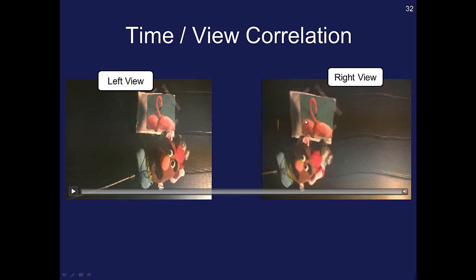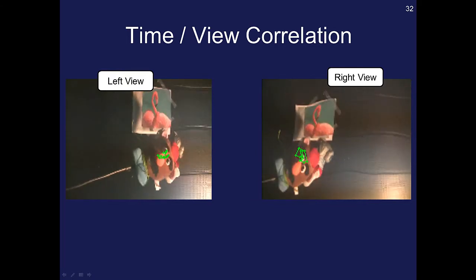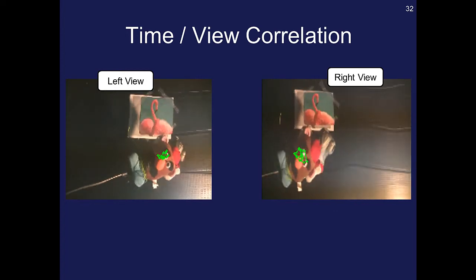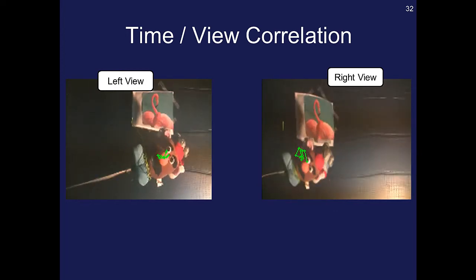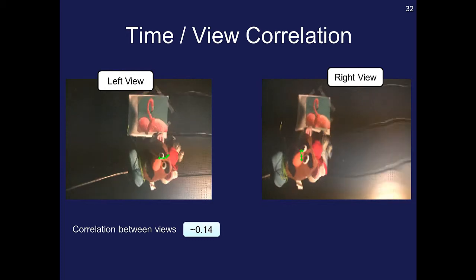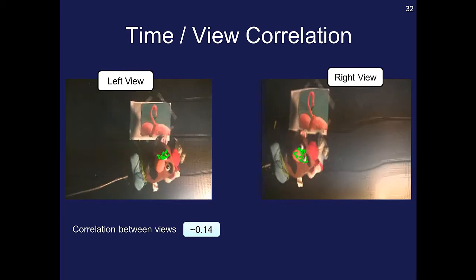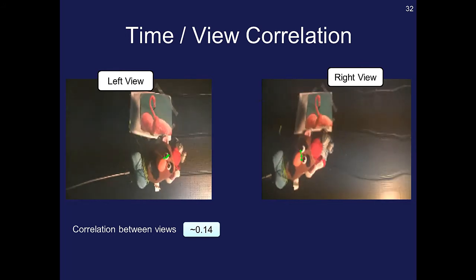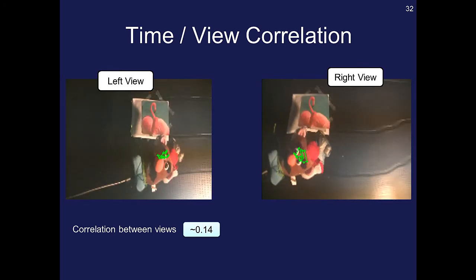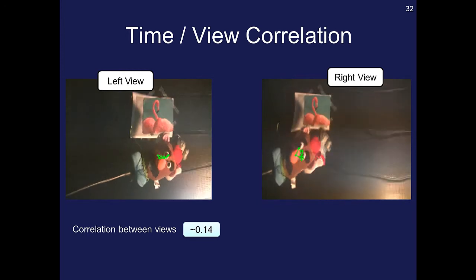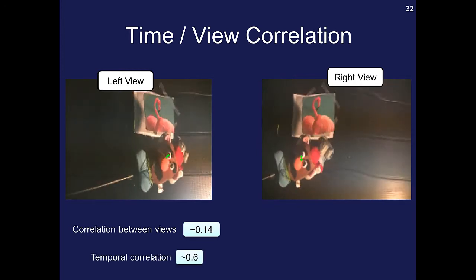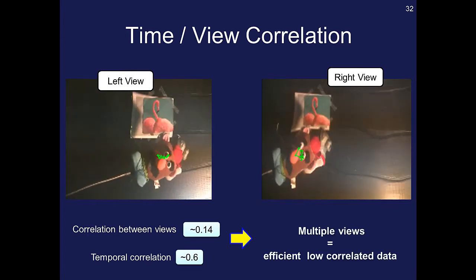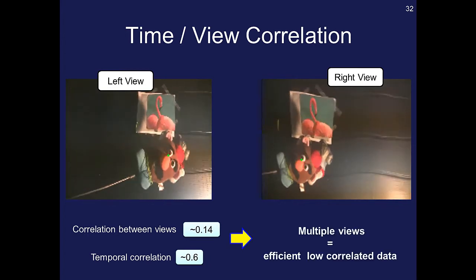Now, observe both views simultaneously. You cannot see any correlation between the trajectories across views. The average correlation coefficient between views was about 0.14. This result points to low correlation between views. Between consecutive frames, the correlation coefficient was around 0.6. Multiple views offer less correlated data significantly faster than sequential monocular imaging.